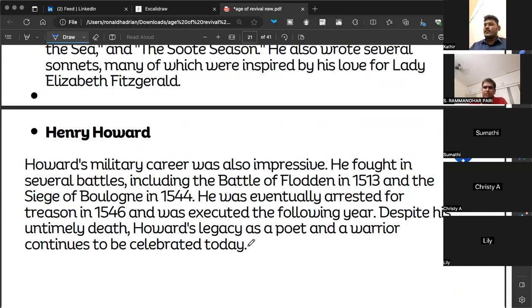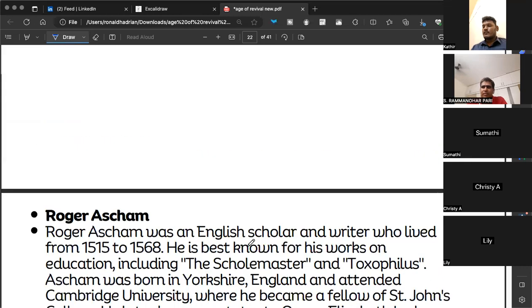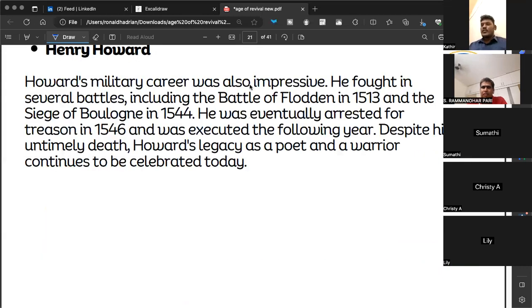Then 3 people got assassinated, 4 people got executed. Can you tell what are the names? Thomas More. Okay, Thomas More. Erasmus also, sir? Not Erasmus. The other person. Tyndale. Yeah, Tyndale. And one more. Richard Tottel, sir. Henry Howard. He also was executed. Remember these things.